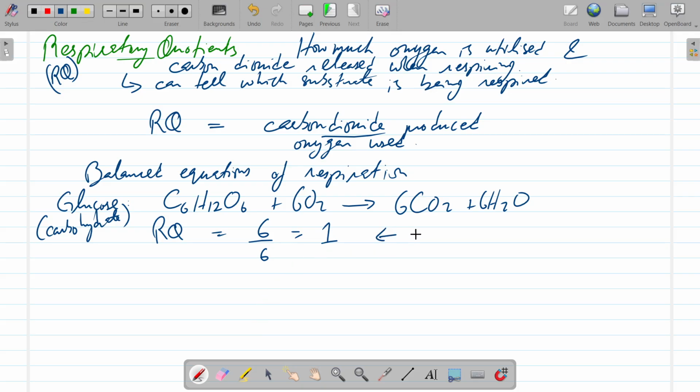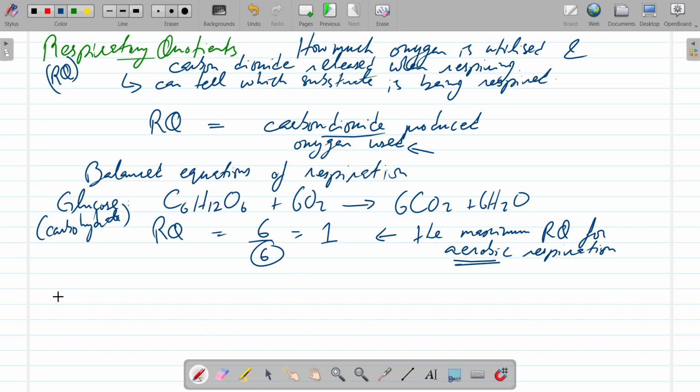And 1 is the maximum RQ for aerobic respiration. It can be 1, it can be less than 1, it can't be more than 1. For aerobic respiration, which means oxygen is being used.